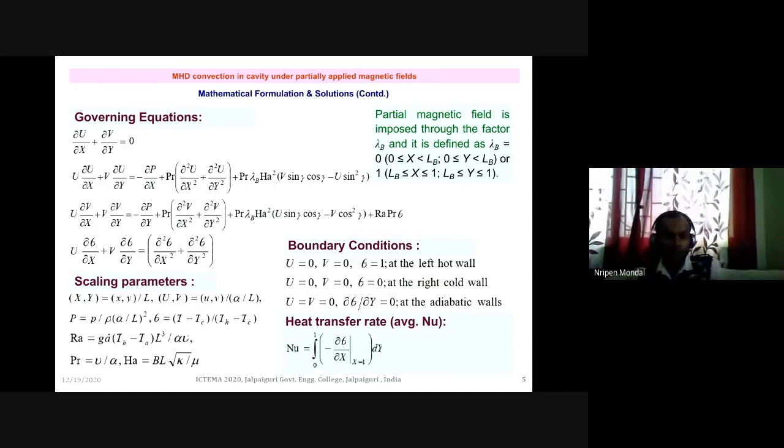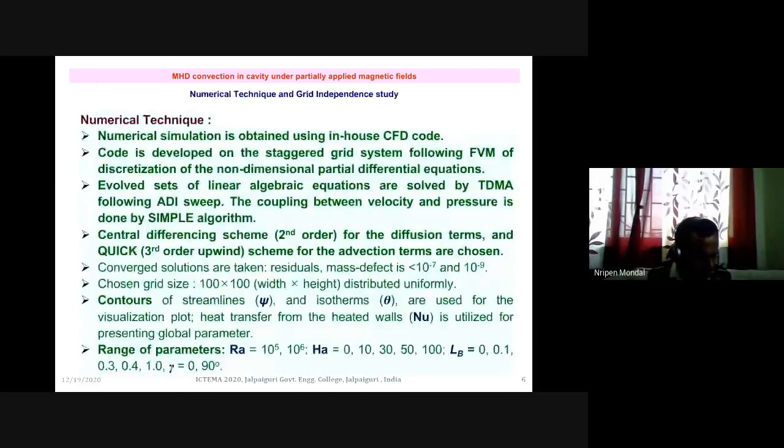The boundary conditions are given, that is theta equal to 1 for the heated wall, theta equal to 0 for the cold wall, and Nusselt number has been utilized to present the overall heat transfer rate. Utilizing the in-house developed CFD code, we have analyzed this problem. This code is based on the finite volume method and SIMPLE algorithm. To handle the diffusion terms, the central differencing scheme has been utilized, and the QUICK scheme has been utilized for the advection term.